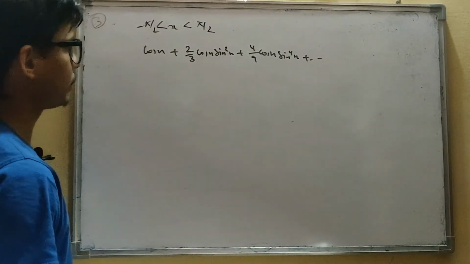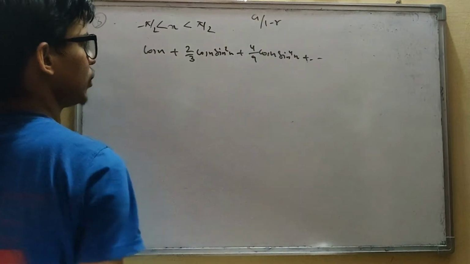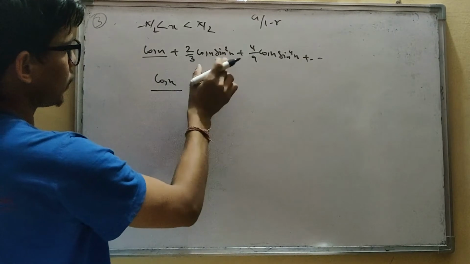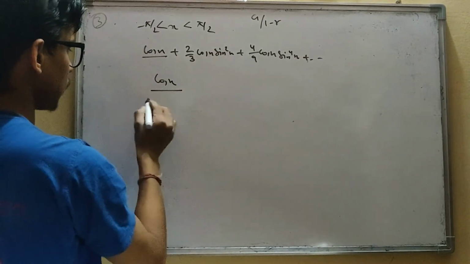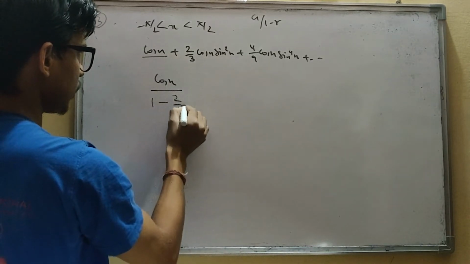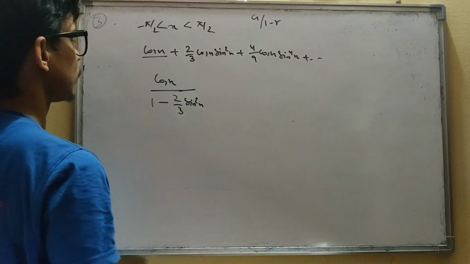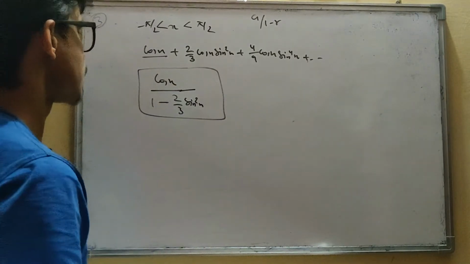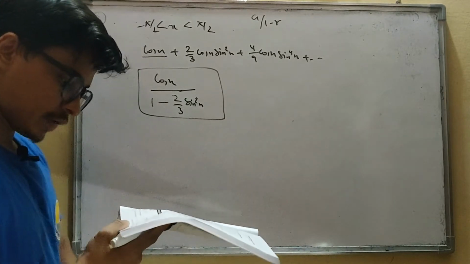So it is an infinite GP. In the infinite GP, what is the formula? a upon 1 minus r. So what is a? First term, cos x upon 1 minus r, and what is r? If you divide this by this, this will cancel out with this, and r is 2 upon 3 sine square x. So this is a finite GP, and the sum is going to be finite.